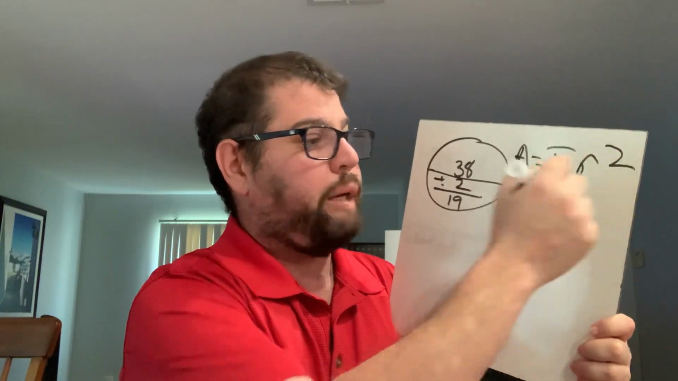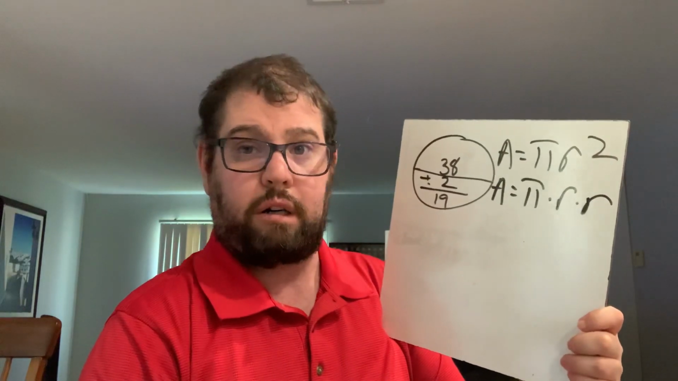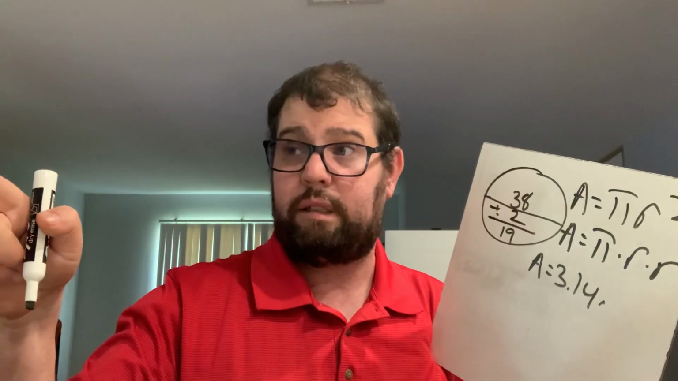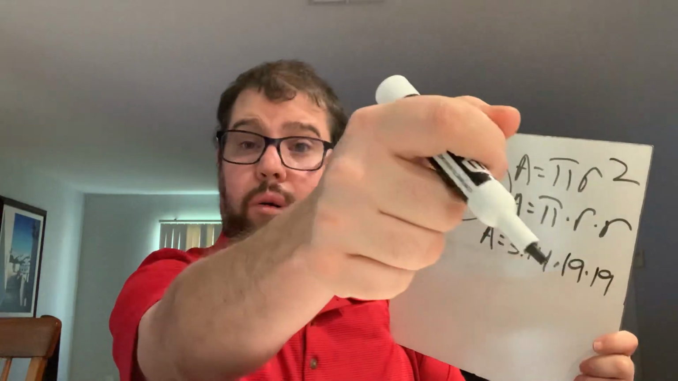Area equals pi r squared. Area equals pi times r, which means the area equals 3.14 times... That's right. I heard you, but I want you to answer it. It's my 19 times 19. Remember, because they gave me the whole line, I divided it by 2 and got my r. Put that into your calculator.